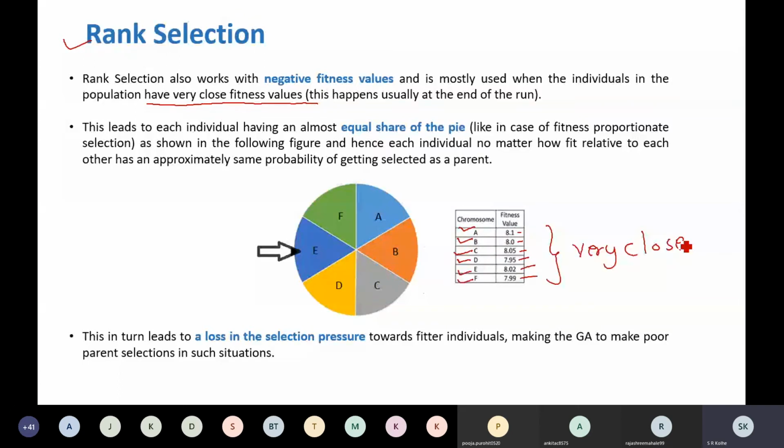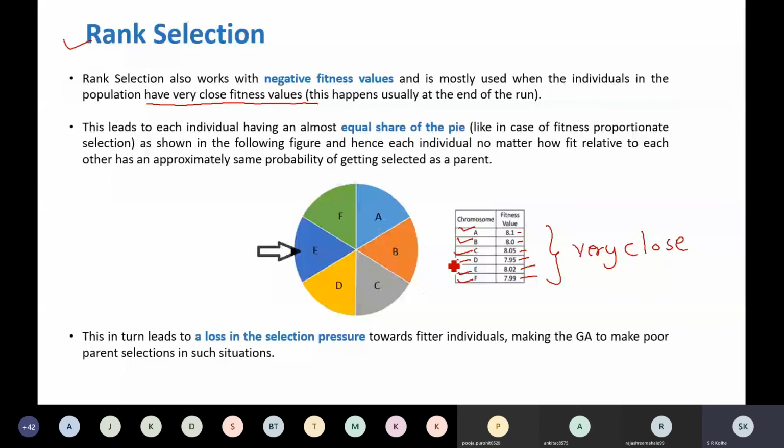If fitness values are very close and you put them on this roulette wheel, you will see that almost everyone is getting an equal share, because there is not much difference in their fitness values. Every individual will get almost equal share on this pie. So everybody will get equal chance of being selected, and the probability will be the same.